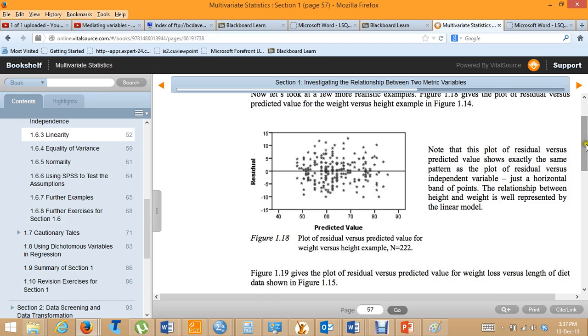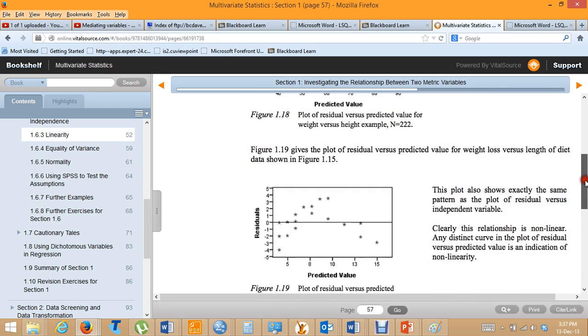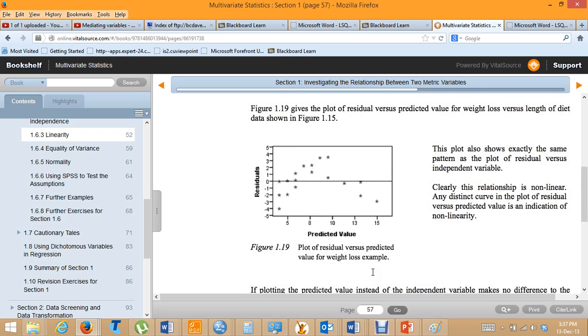So for example, when you scroll down, here's a non-linear relationship. You can see that if you graph the residuals for each predicted value, you have negative residuals here, positive residuals here, and then back to negative residuals, which suggests that the relationship between the IVs and the DV is not linear. There's been a violation of that assumption.